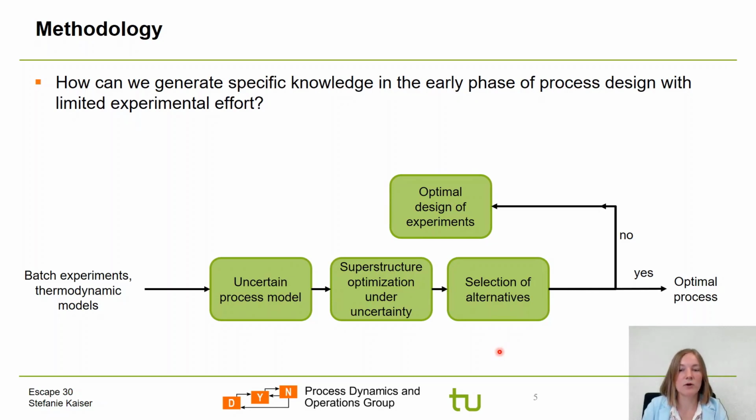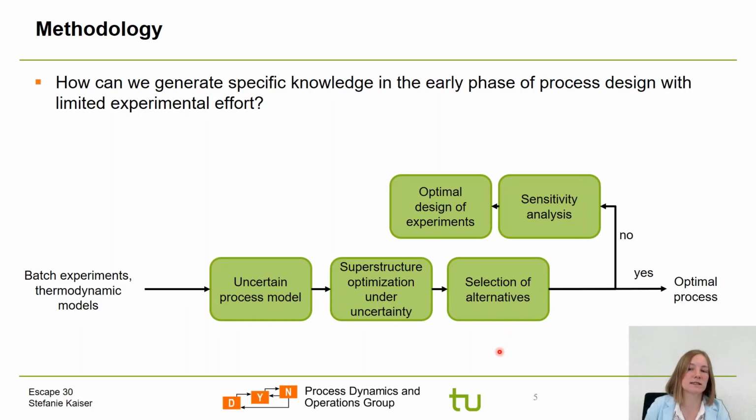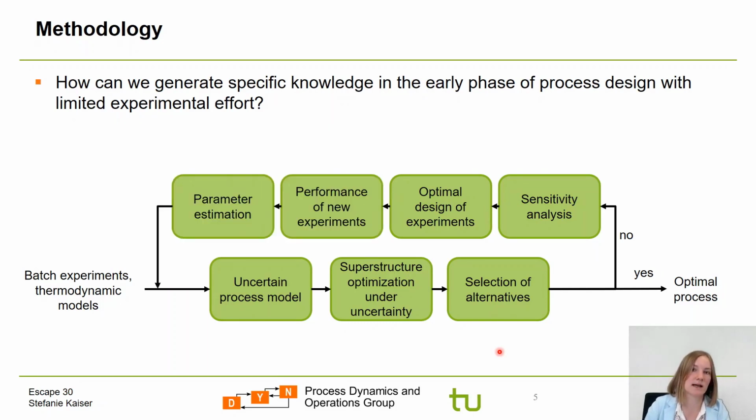And as I said before, we want to focus these experiments on the relevant parameters. So we do a sensitivity analysis to identify these parameters. Afterwards, the new design experiments are performed and the parameters are estimated. And then with the updated process model, we again do a superstructure optimization under uncertainty and repeat this cycle until we found the optimal process.